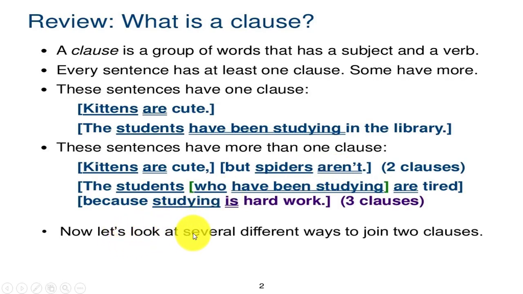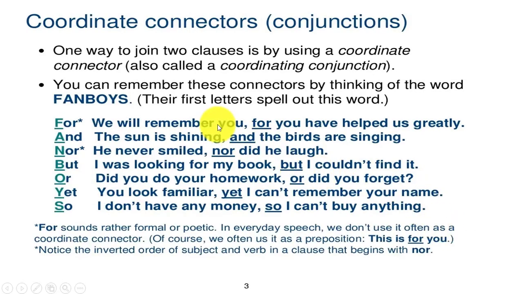Now, let's look at several different ways to join two clauses. To join two clauses, we must explain the coordinate connector or conjunction. Yes, the conjunction. One way to join two clauses is by using a coordinate connector, also called a coordinating conjunction. You can remember these connectors by thinking of the word FANBOYS. Yes, FANBOYS.